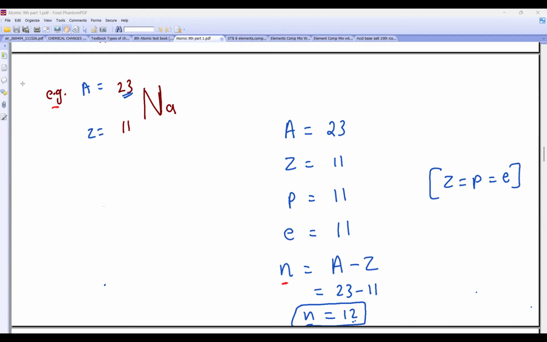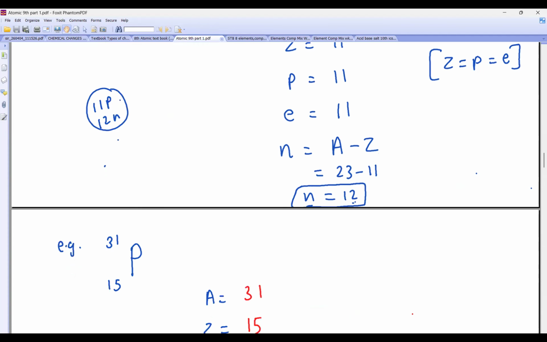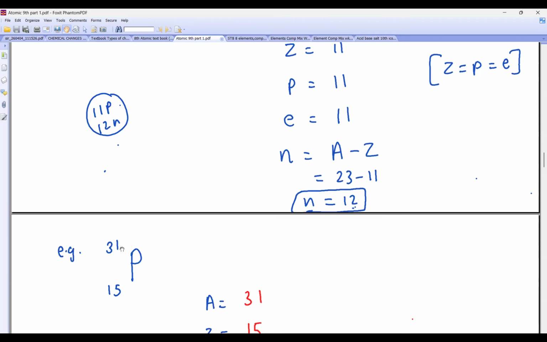Chalo, done, done, done. I am going to give you one sum, will you do it on your own? Do this on your own. Phosphorus, I have given 15 31. You have to write everything. What is A? What is Z? What is P? What is E? What is N? It is already given. I got 30, 31. No, 15 and 31. Do this on your own. You have to find what is A, what is Z, what is P, what is E, and what is N.